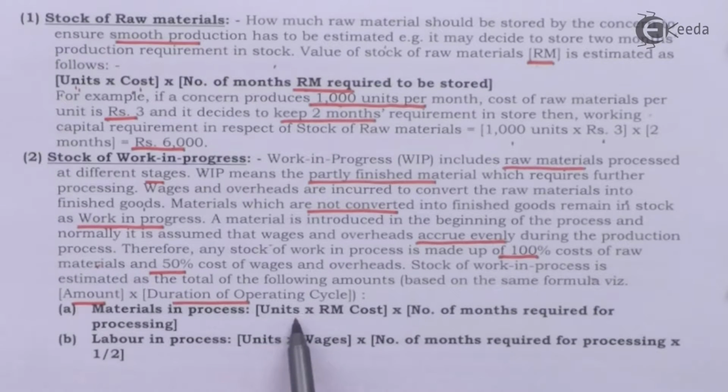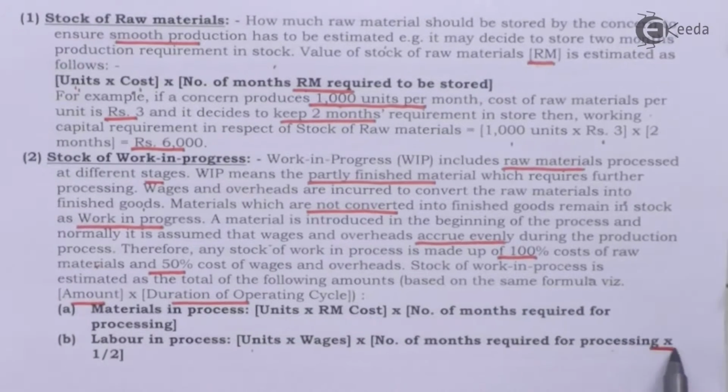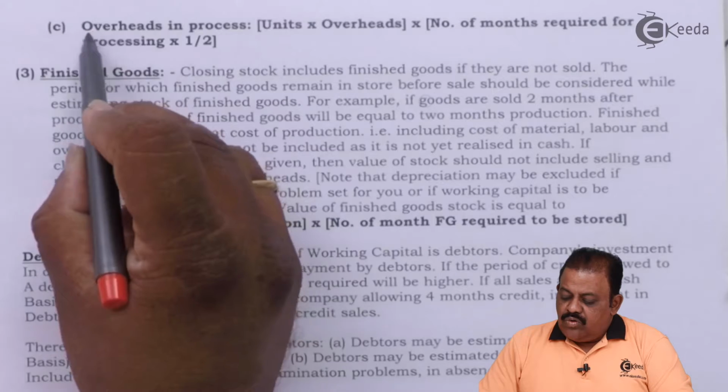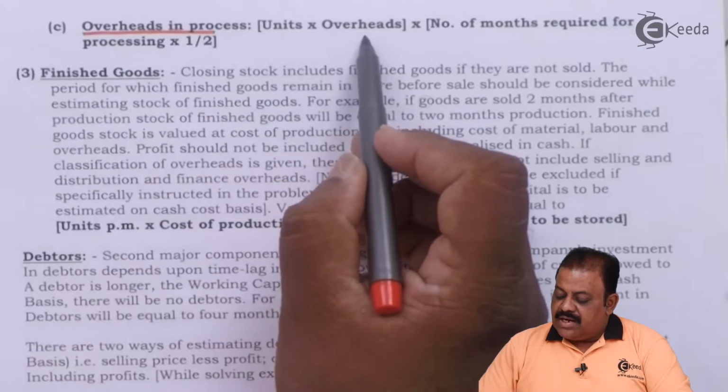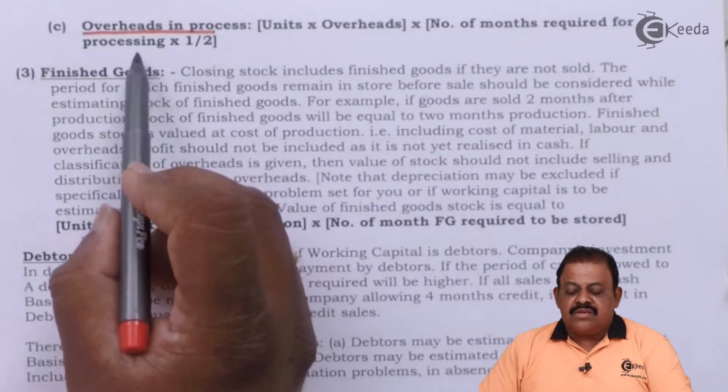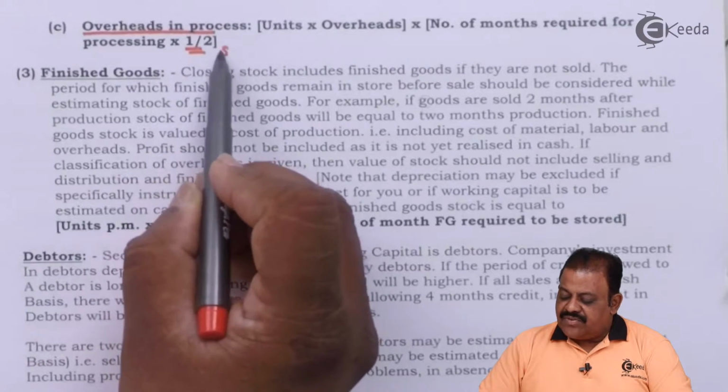Material in process, units multiplied by raw material cost multiplied by number of months required for processing. Labor in process, units multiplied by wages multiplied by number of months required for processing multiplied by half, that is multiplied by 50%. Overheads in process, units multiplied by overheads multiplied by number of months required for processing multiplied by half, that is 50%.